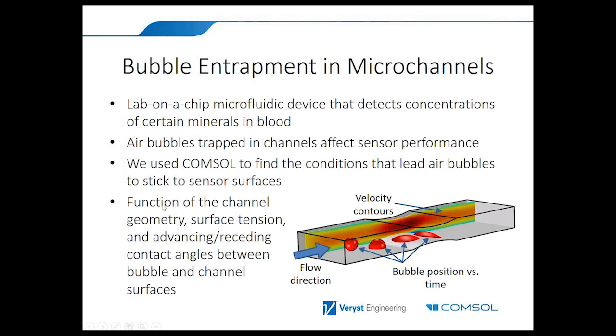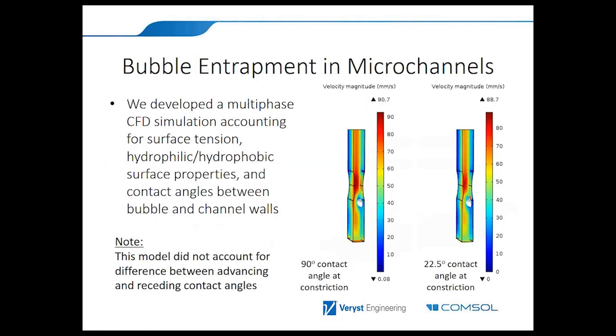That is a function of the geometry, surface tension, and the contact angles between the bubble and the different parts of the channel. So we did these two simulations, one where there's a 90-degree contact angle at the constriction here, and the bubble will not stick, it will keep going. If the angle is much smaller, then you will have the entrapment. The bubble will get trapped here. And that is not even accounting for differences between advancing and receding contact angles. In some cases, I know you can have analytical estimates to determine whether the bubbles will stick or not. In some cases, you need simulation. And my colleague here at Veryst, Matt Hancock, is an expert in that area.